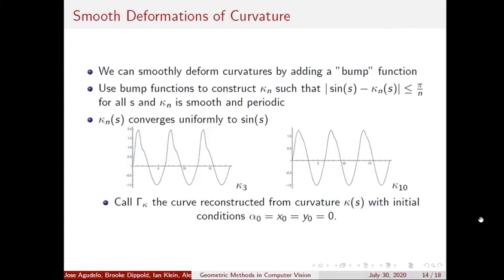Right. Signature does have some weaknesses, though. In particular, we're going to look at a weakness when you introduce periodic curvature. So we're going to start with this idea of a bump function, which is a way to smoothly deform curvature. And we can use these bump functions to construct this sequence of curvatures, kappa sub n, such that the distance between kappa sub n and sine of s is less than or equal to pi over n for all s.